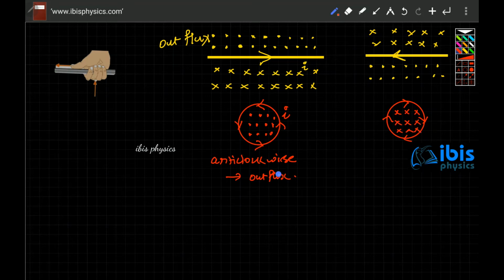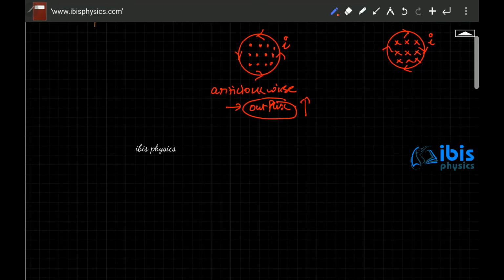What kind of thing am I talking about? If the out flux changes, either increases or decreases, when the out flux increases, that gives rise to anti-clockwise EMF. When the influx increases, that gives rise to clockwise EMF. So that way also we can talk about it. If the current is clockwise, the magnetic field is into the plane. If the current is anti-clockwise, it is out of the plane. Let's look at the problem right now.